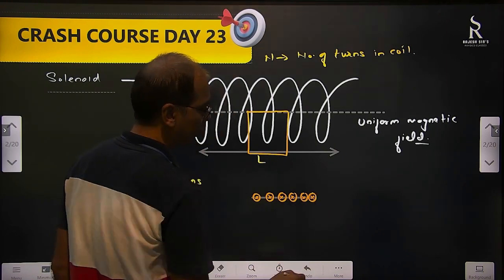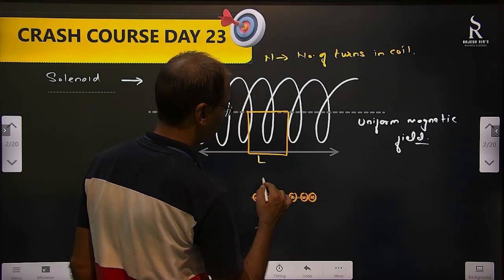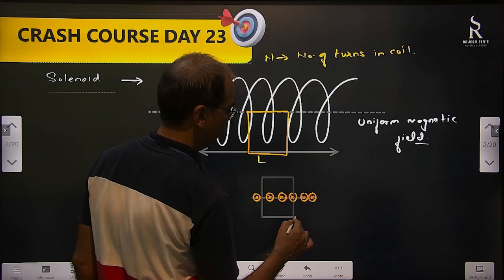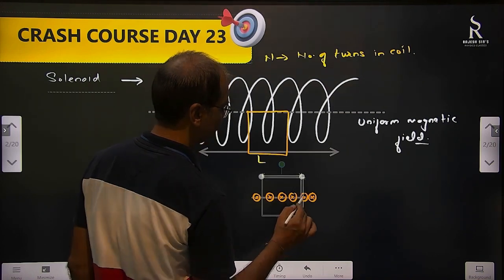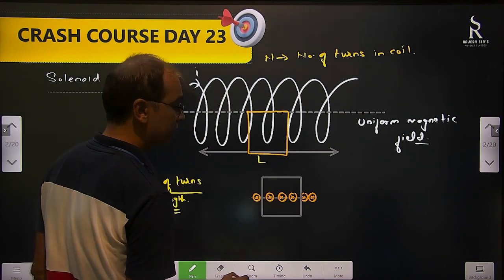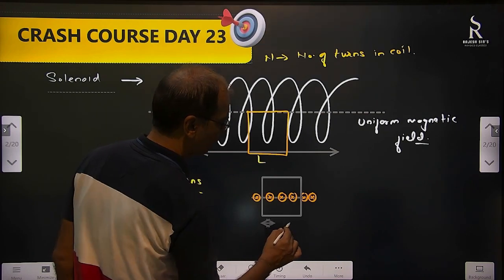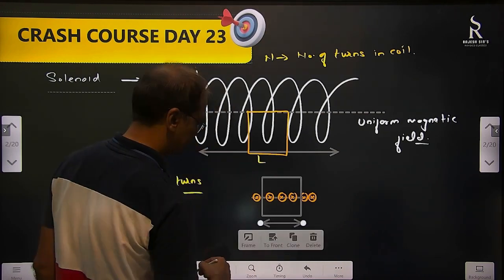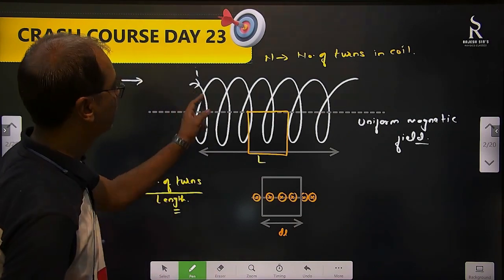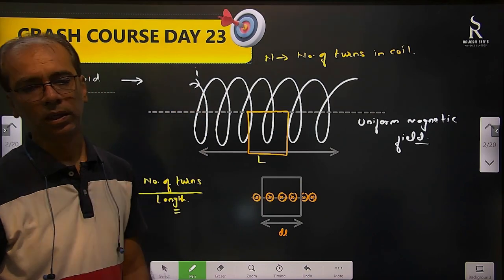Then Ampere's loop we will be making around it. This is Ampere's loop. Now what is the length of this Ampere's loop? We'll say dl. Length of this is dl. It's very small. And the current which is being carried over here is I. So here also this current which is going is I.